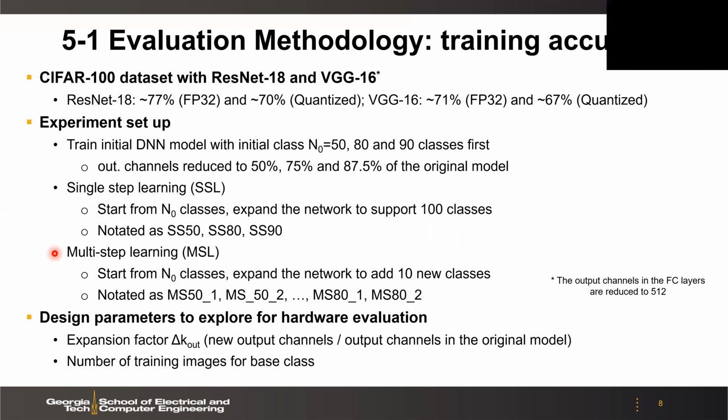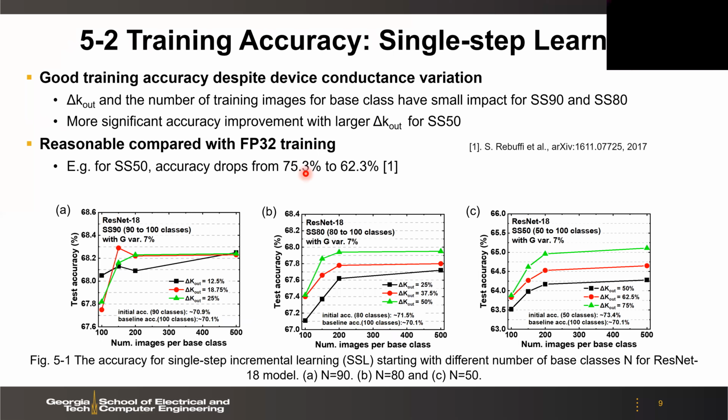Two scenarios, single-step learning and multi-step learning, are considered. For single-step learning, the new classes are learned one time. For multi-step learning, the DNN model is expanded and 10 new classes are learned at each step. In the experiment, we consider different expansion factors delta K-out and different numbers of training images for the base classes. And here are the results.